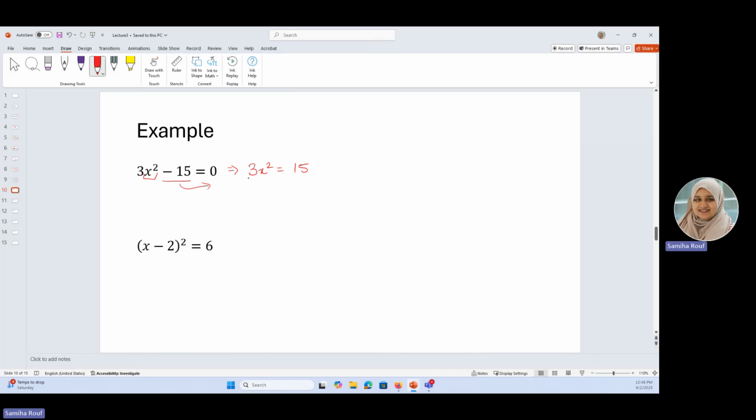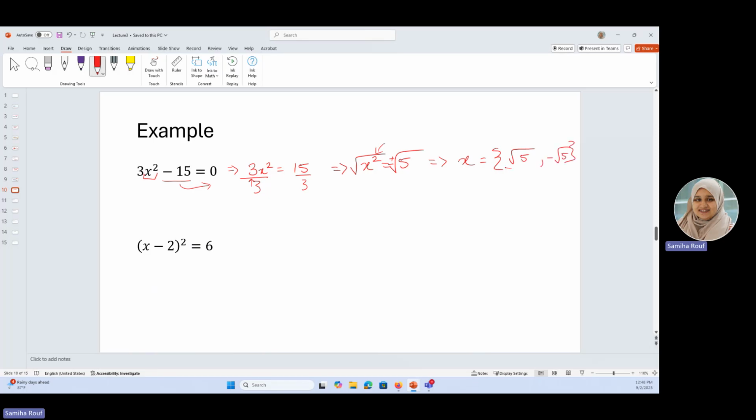Next, I need to get rid of this 3, the coefficient of x squared. Well, the way to do that is I divide it out. So I get x squared is equal to 5. Okay, now finally I can get rid of the exponent. So to get rid of that exponent, I'm going to take the square root. But because I'm taking the square root of this unknown variable x, I have two possibilities, a positive and a negative square root. So this means that x is either positive square root of 5 or negative square root of 5.